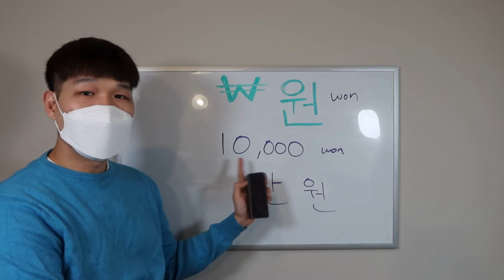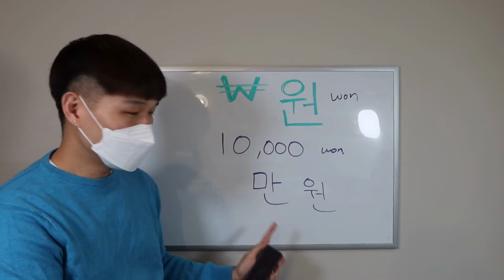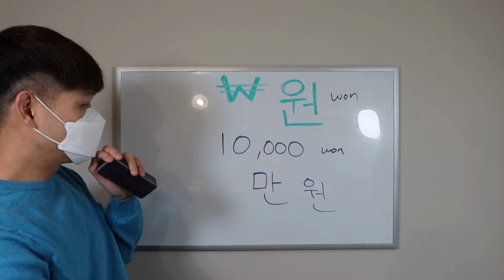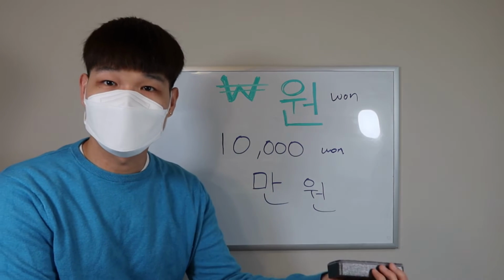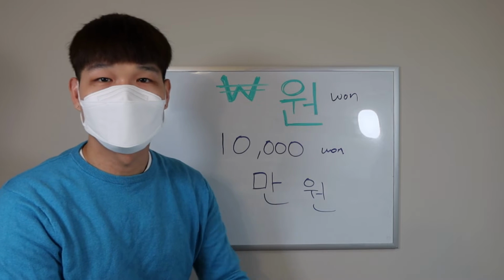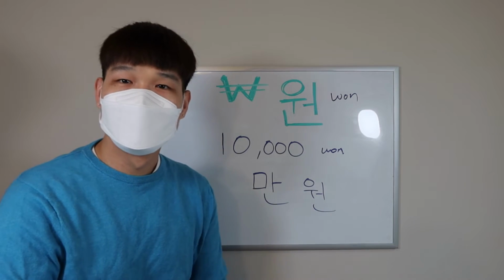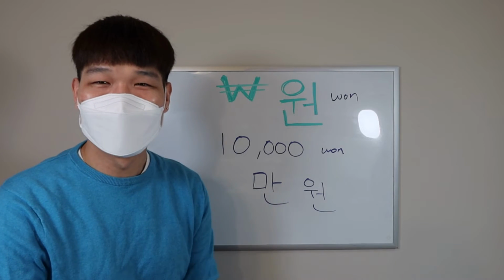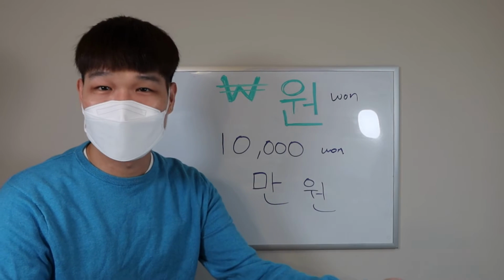Now, if we get a little bit more expensive, so here we go, 10,000 won. Man means 10,000. So 10,000 won is basically $10. You say, 이거 얼마예요? And they'll say, 만 원이에요, it's 10,000 won. And then you know that you're pretty much paying $10 for it.